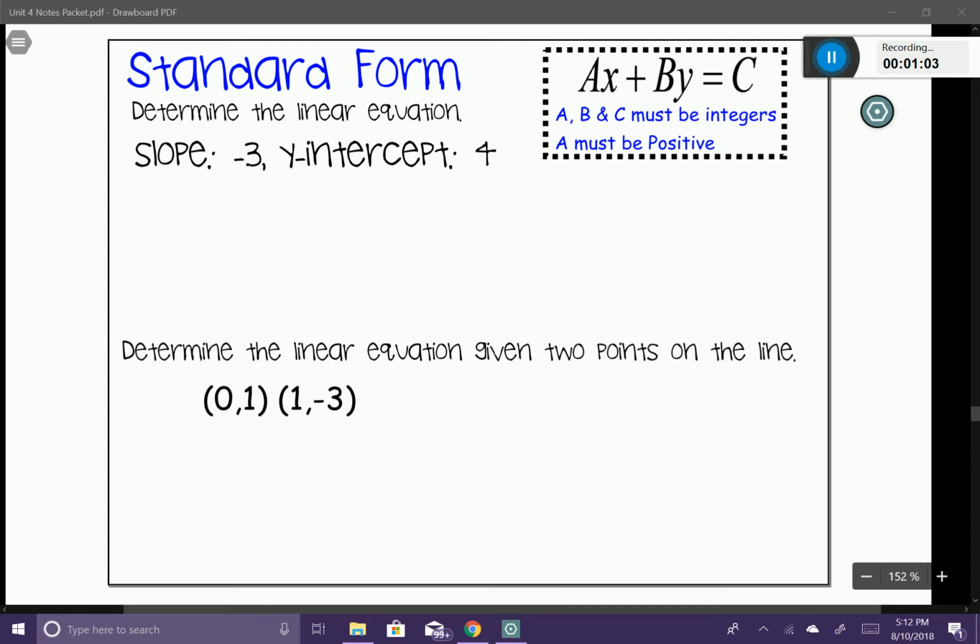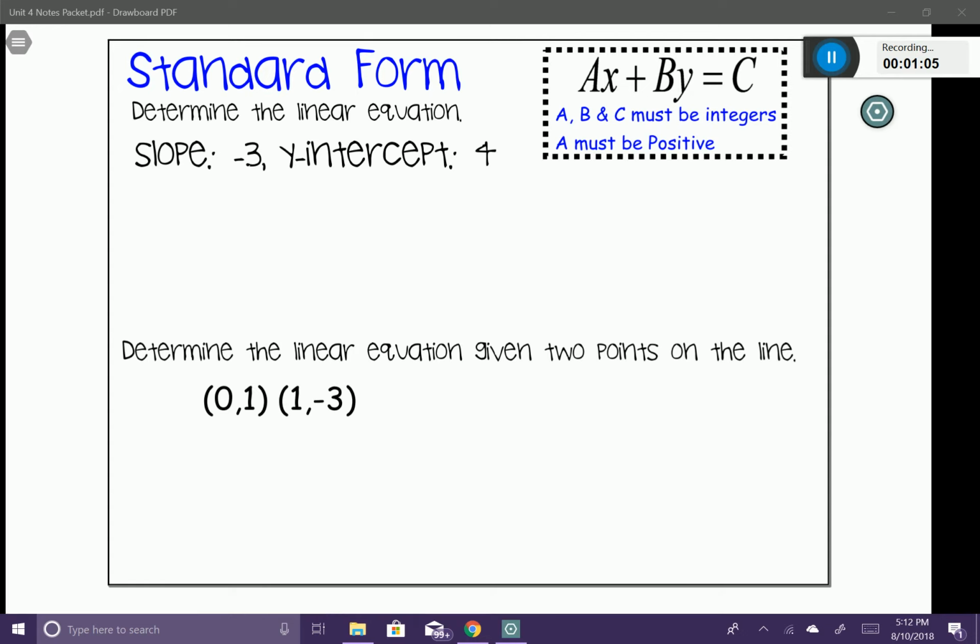So the first one says determine the linear equation. We're given the information that the slope is -3 and the y-intercept is 4. I'm going to show you two different methods on how to do this, because at this point we understand slope-intercept form and point-slope form. So I'm going to show you how to do this from both angles.